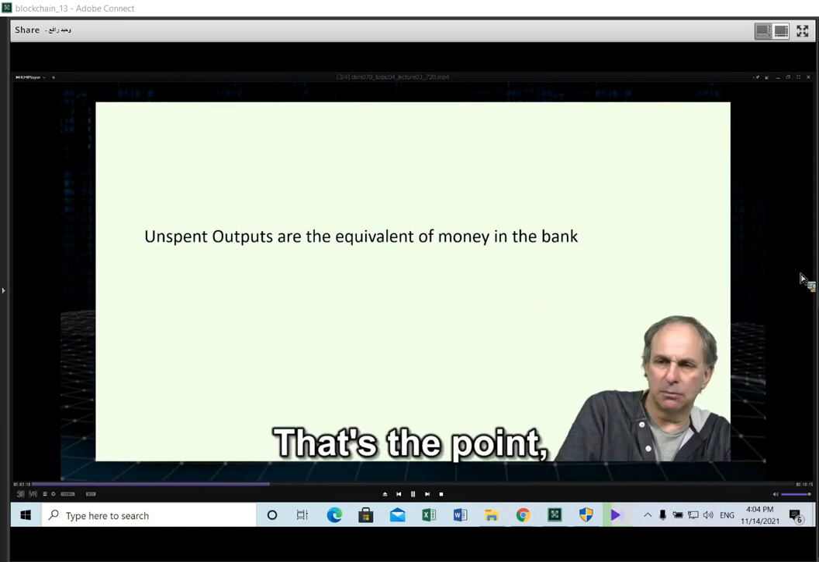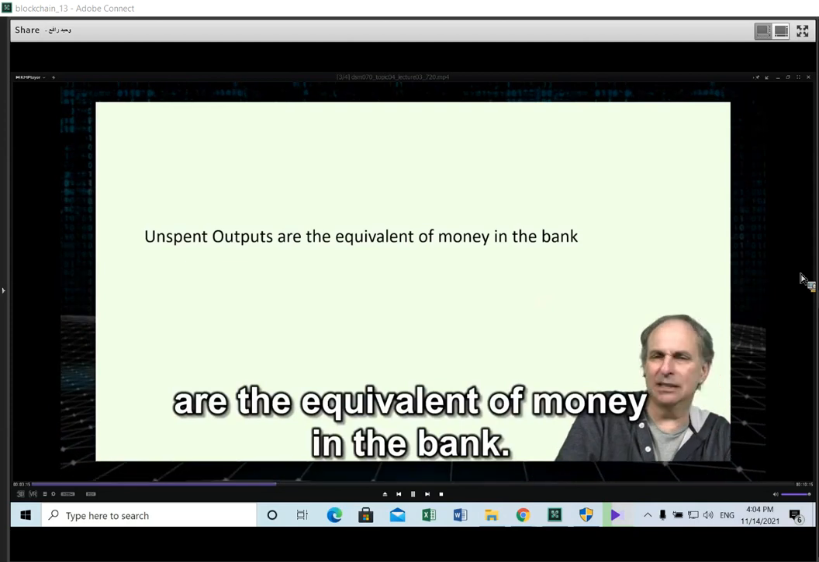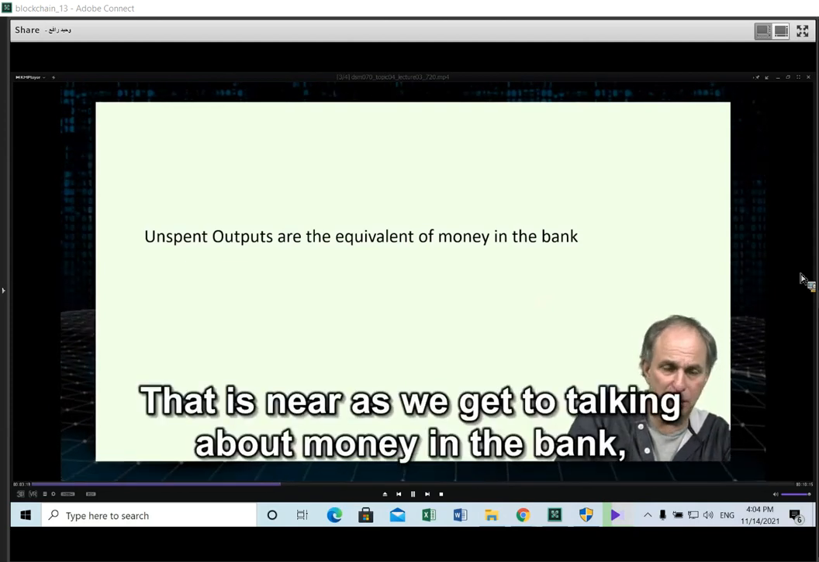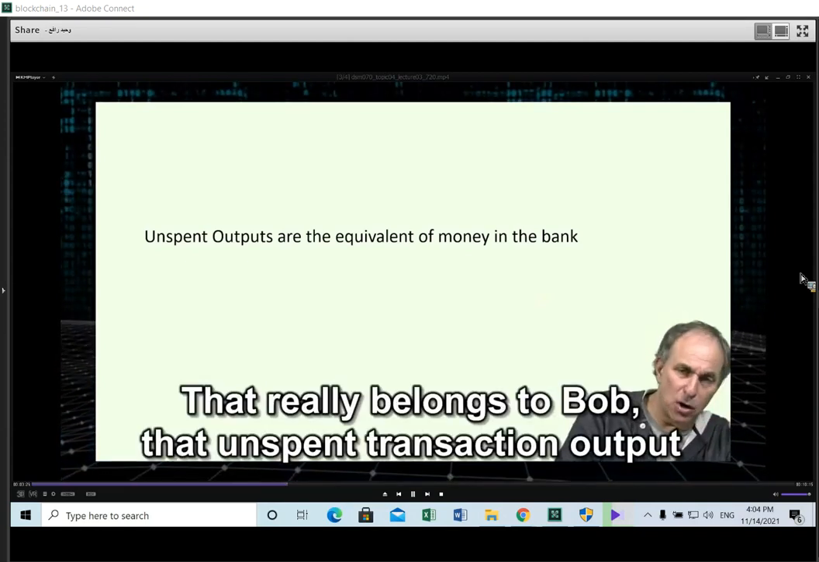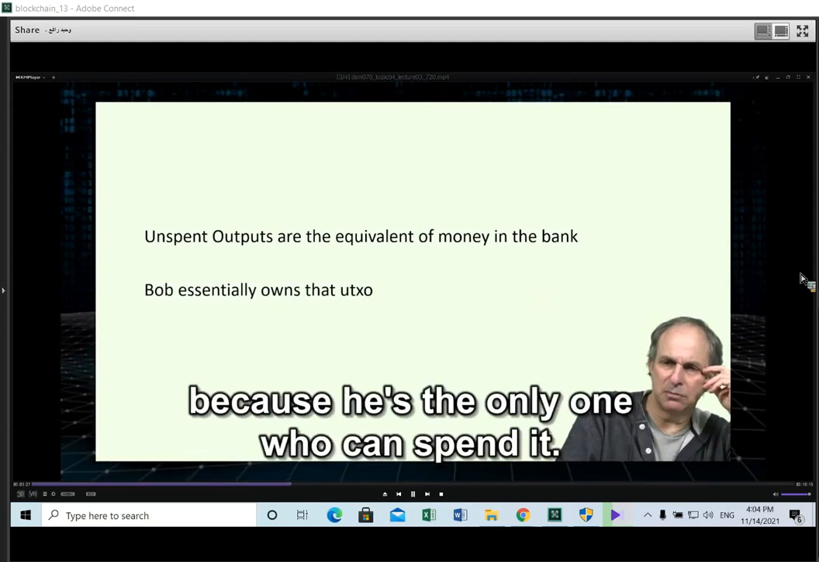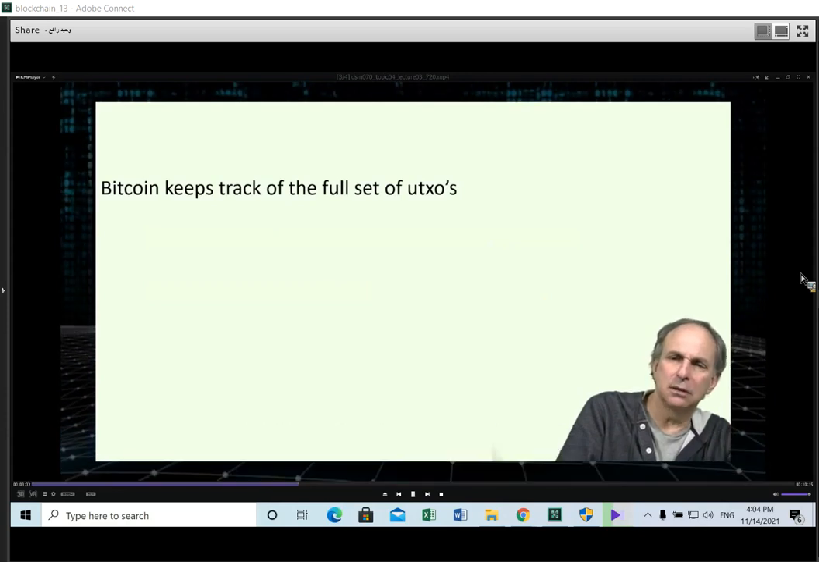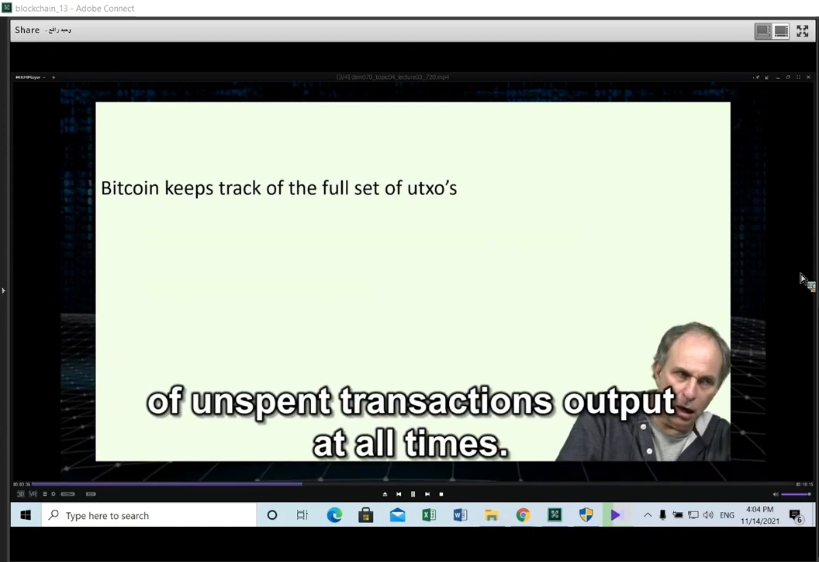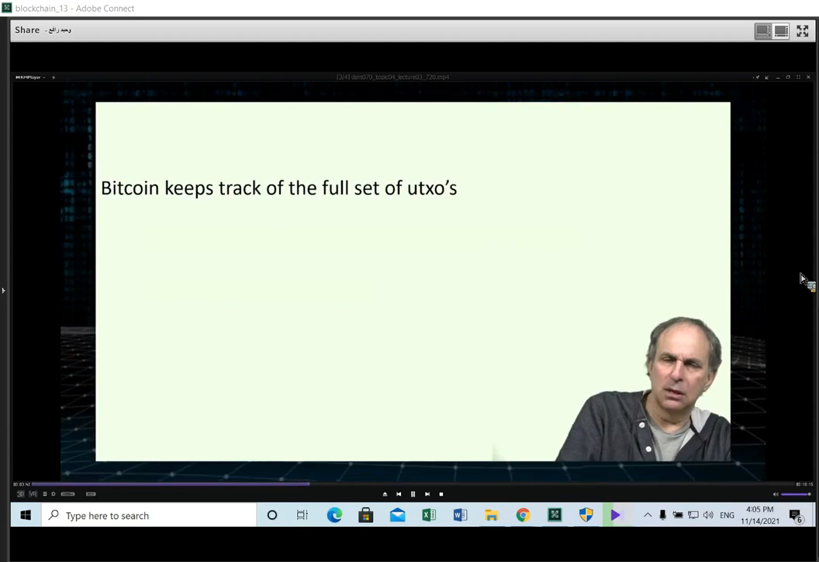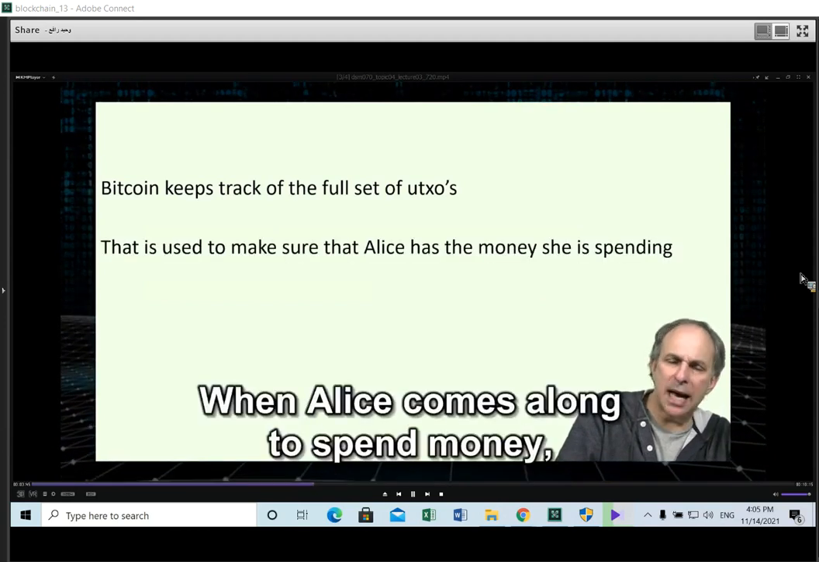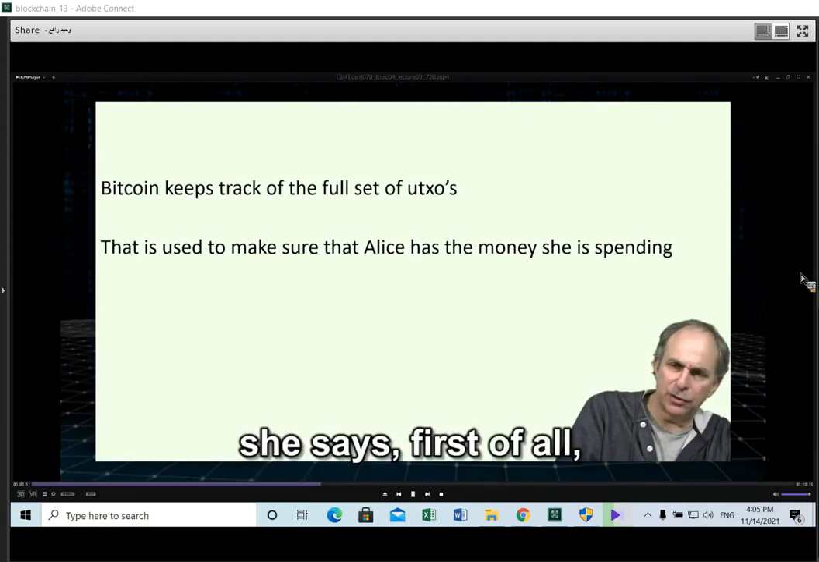So when Alice comes along to spend money, she says, first of all, where she's getting that money from. I've said this several times now. So she gives the address of an output. So she says transaction, whatever, transaction 354, and the second output of that transaction. So it's a pair: the name of a transaction, a TXID, and which output it is of that transaction. So that's used to make sure that Alice has the money she's spending.